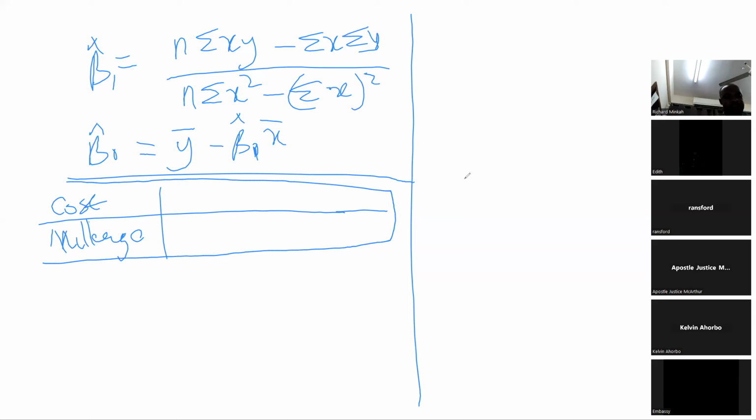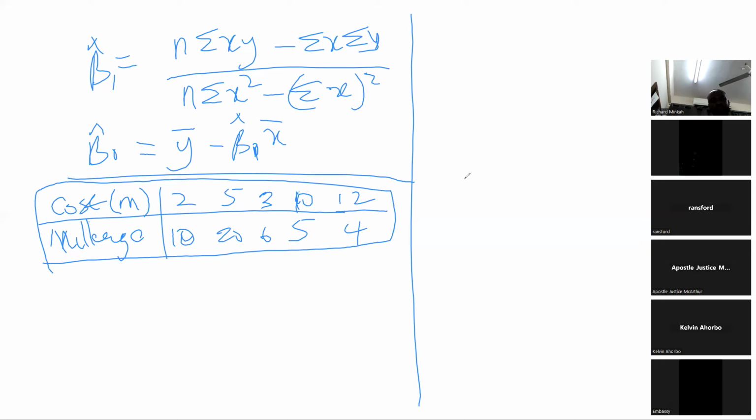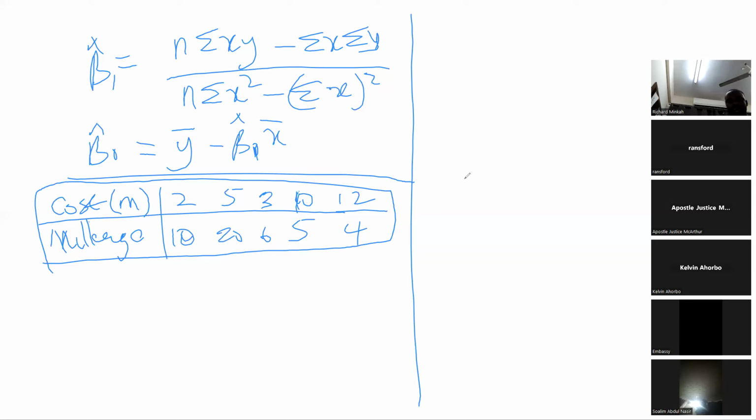Let me take any value if you are not providing it. So this is cost, let's say in millions. We have 2 million, maybe this thing is 10. We have mileage of 20, the cost is 5. Then we have mileage of 6, the cost was 3. Mileage of maybe 5, but the cost is 10. And the mileage of, let's say 4, the cost is 12. Okay, so something like this.